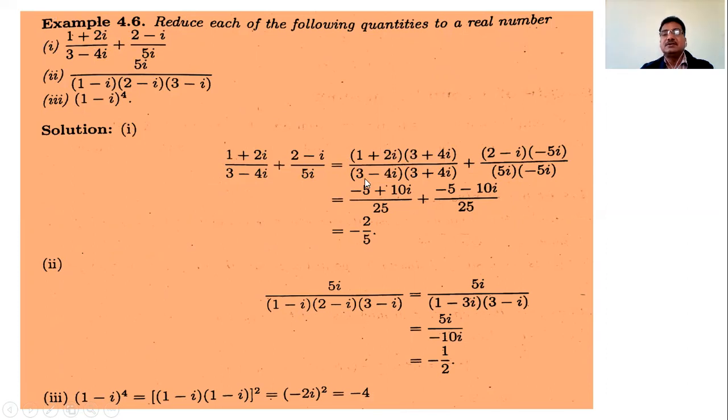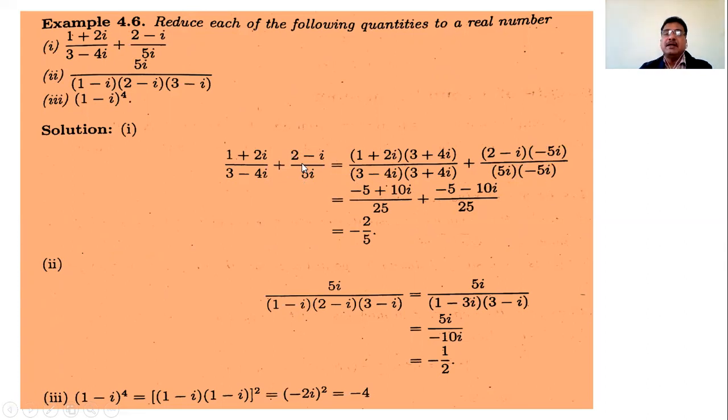To rationalize the denominator, that is 3 minus 4i, the conjugate factor is 3 plus 4i, multiplied and divided by the same factor. Here it is 5i, actually 0 plus 5i. So its conjugate factor is 0 minus 5i, the rationalizing factor, that is minus 5i, multiplied and divided by.